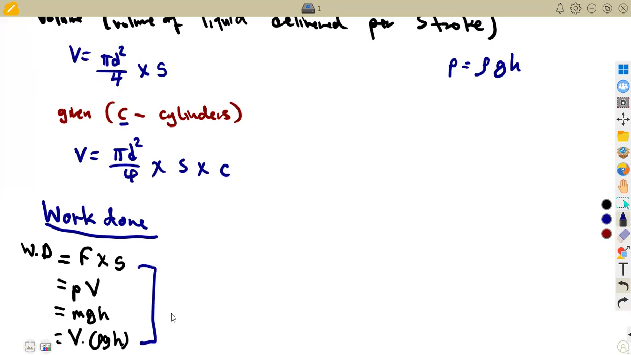And as we know, work done is measured in joules. So you can write this in kilojoules in your conversions. The small letter p, like I said, is for pressure, V for volume, m is the mass in kilograms, g the gravitational acceleration, h is the height, V, we talked about this, is the volume, F is the force which is applied, and s is the stroke length. So that is how we can calculate the work done. We shall see more questions as we move on.